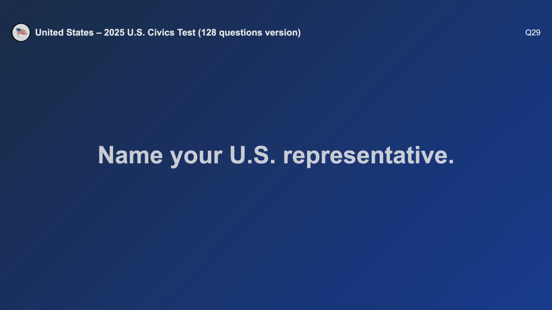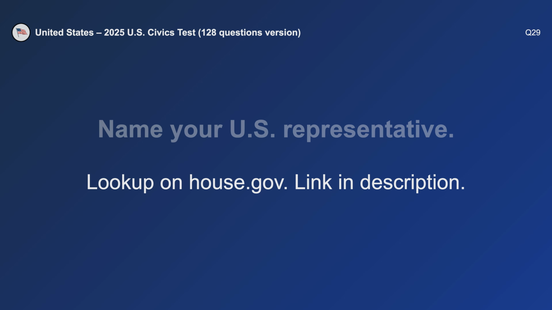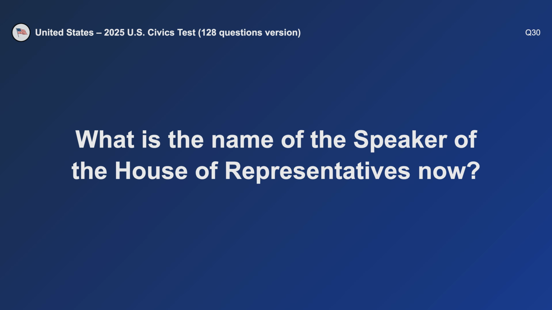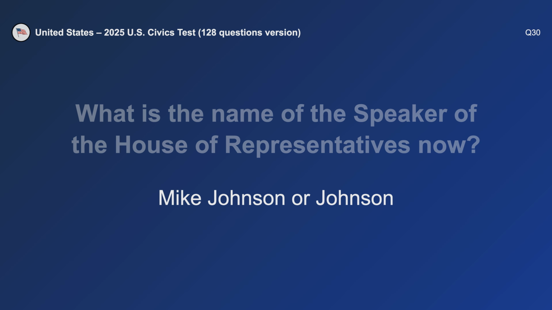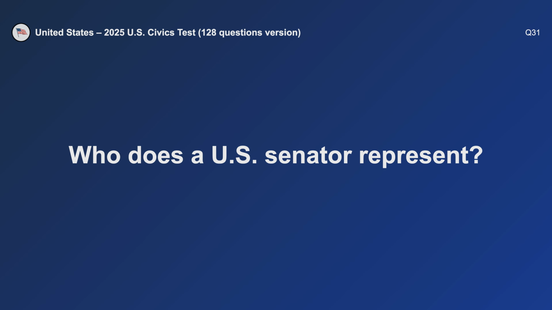Name your U.S. representative. Look up on house.gov. Link in description. What is the name of the Speaker of the House of Representatives now? Mike Johnson. Who does a U.S. Senator represent?